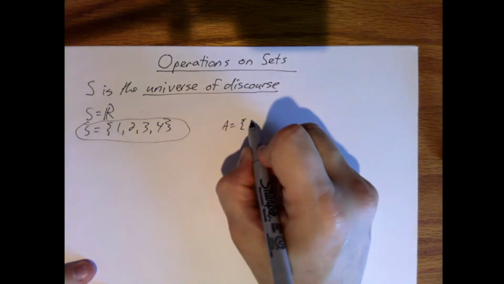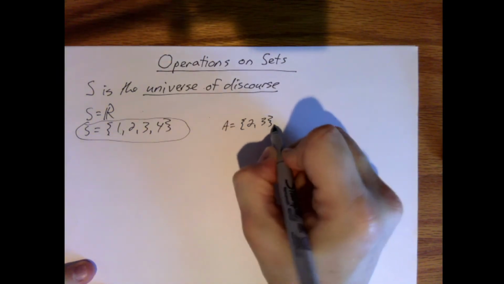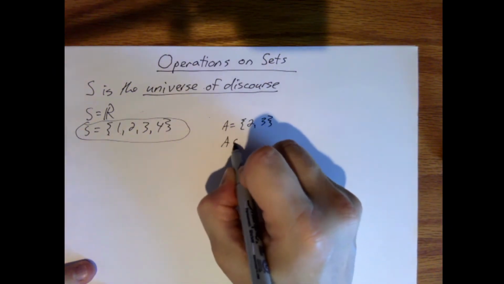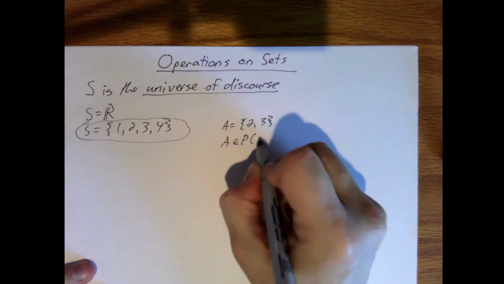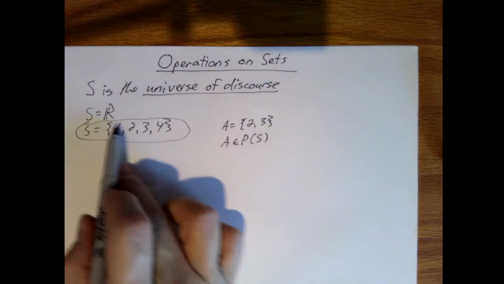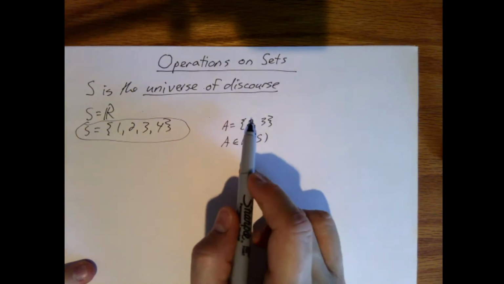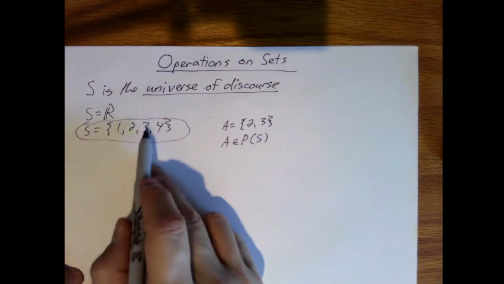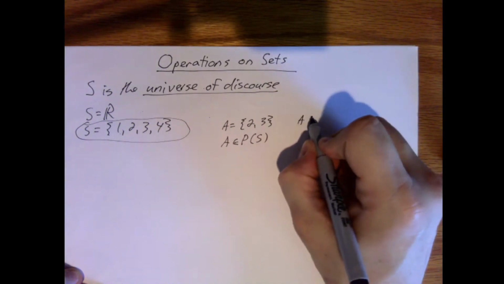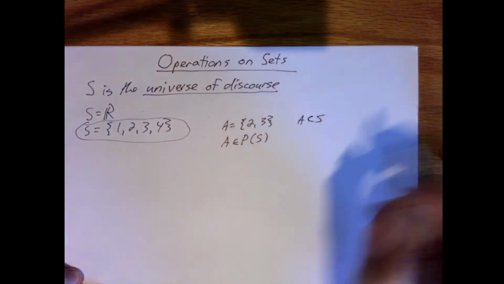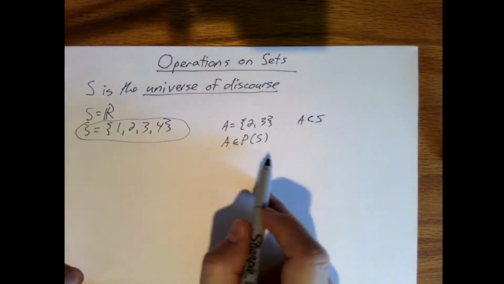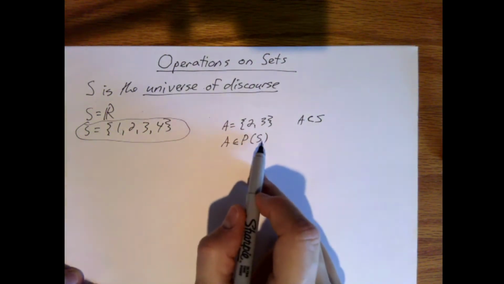And then if we were using this universe of discourse, if I said that A was the set 2, 3, we can see that A here is an element of the power set of S, right? Because remember, the power set is all combinations of the elements in the set, and certainly 2, 3 is one of those subsets. So A, of course, is a subset of S, but it's an element of the set of all possible subsets of S, which we call the power set.